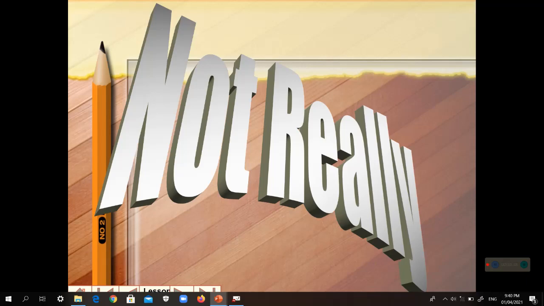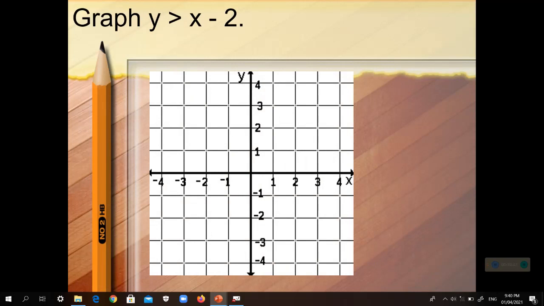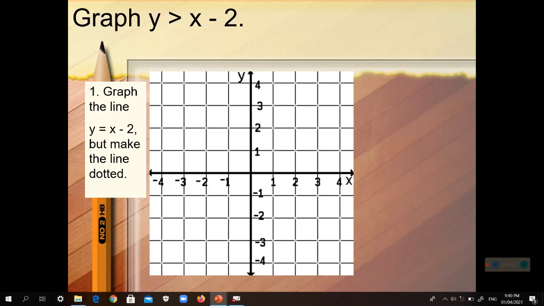So the answer on the question is not really. Okay? So graph y is greater than x minus 2. Okay. So still, it is written in the slope-intercept form. So you will have to graph the line y equals x minus 2. But this time, you are going to use dotted line.